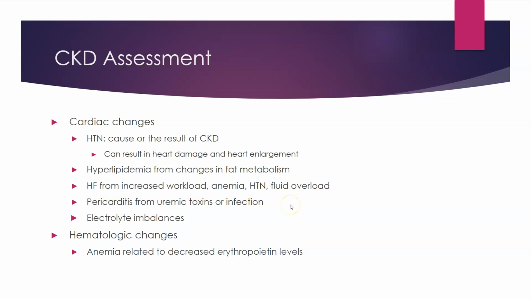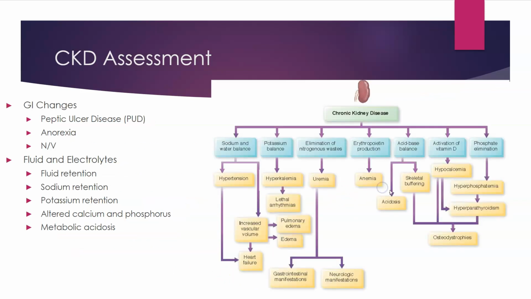There are also hematological changes. Where is erythropoietin made? In your kidneys. So if your kidneys are damaged, you might have anemia related to that. GI changes: the stress might turn into peptic ulcer disease. They might get anorexia, not hungry, nausea, and vomiting. Fluid and electrolytes, as I said before: fluid retention, sodium retention, potassium retention, altered calcium and phosphorus, and metabolic acidosis ultimately.